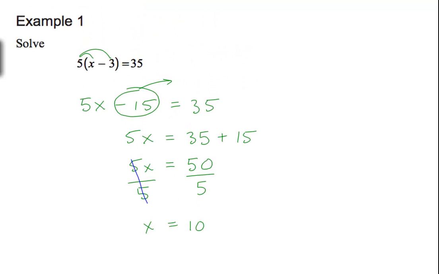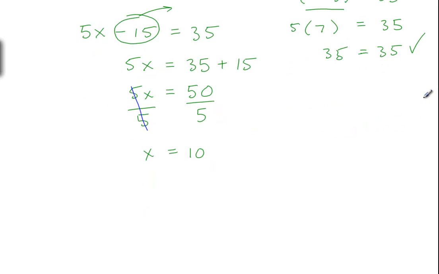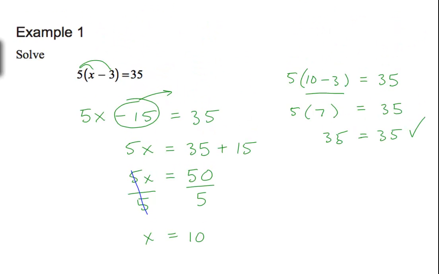Now with linear equations, we can check to see if the answer that we found actually works with this equation. So 5 times, we're saying x is 10. So here, we're going to put in our solution of 10, and then write out the rest: negative 3 equals 35. We want to check and make sure that this does in fact work. We're going to use BEDMAS here, so we do inside the brackets first. 10 minus 3 gives us 7. And 5 times 7 is indeed 35. 35 equals 35, of course. And so yes, our answer of x equals 10 is the solution to this linear equation.